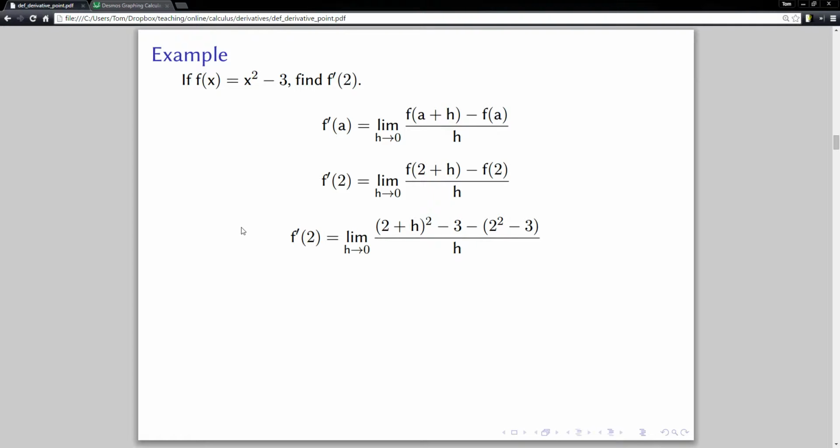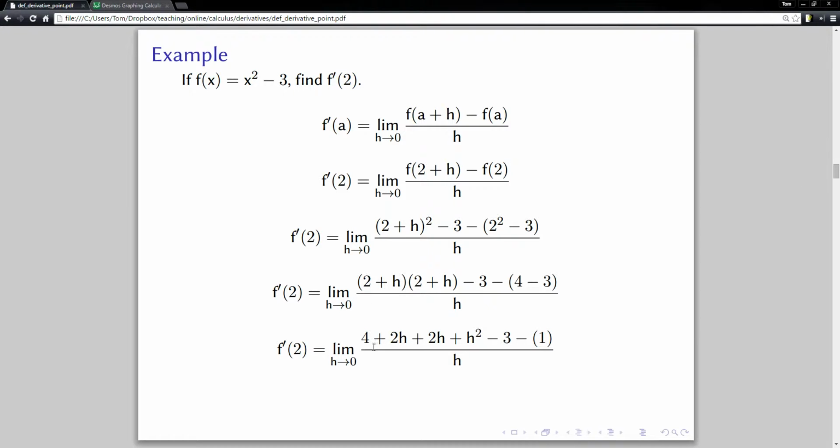All right, so the next steps involve just simplifying this top part as much as you can. Of course, this needs to be FOILed out, right? 2 plus h times 2 plus h. And then 2 squared is 4. So foiling this out, I get 4 plus 2h plus 2h plus h squared minus 3 minus 1 all over h. So I've got a bunch of like terms up here. I want to combine all those like terms. So I have 4 minus 3 minus 1. That adds up to be 0. And then 2h plus another 2h gives me that 4h right there.